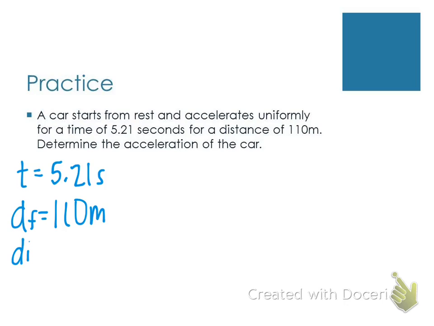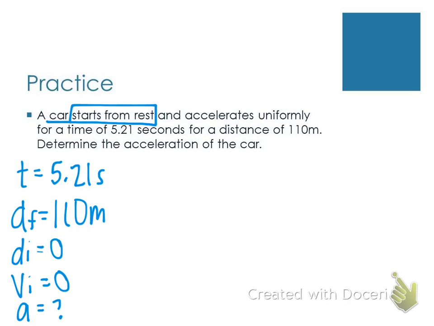Initial displacement is 0 because it doesn't give us a starting point, just tells us how far we've gone. Jordan, give me one. We have one more here I think we can find. Initial velocity is 0. Very good. The reason it's 0 is because it starts from rest. That's where we get our initial velocity equals 0, because it says it starts from rest. And our question mark variable here is acceleration. That's what we're solving for here.